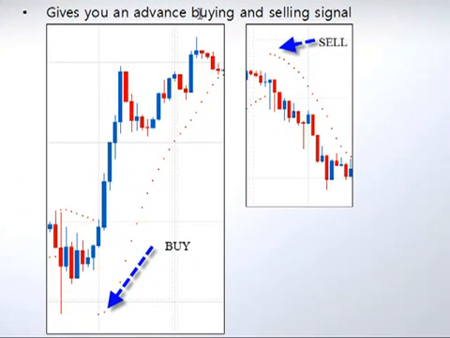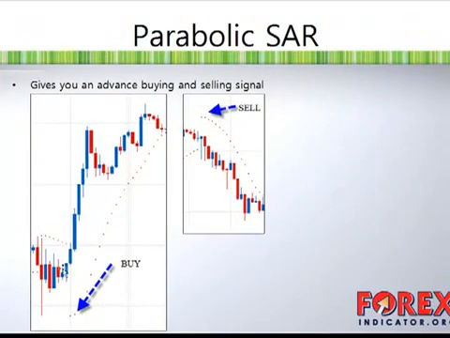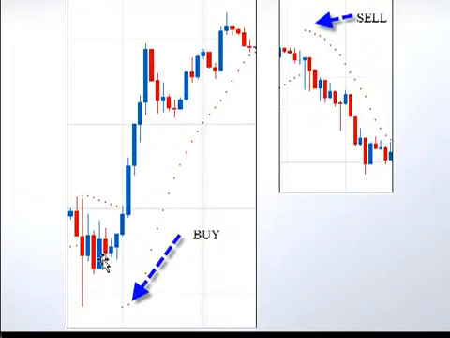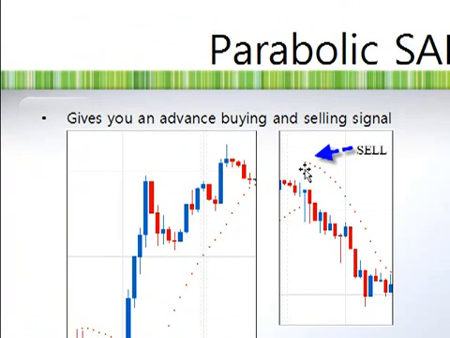Besides the RSI indicator, the parabolic SAR is also a good leading indicator, because it gives us an advance buying and selling signal. You can see here, what this PSAR does is that it just flips up and down. When the price is going to move up, the PSAR will flip down. When you see a PSAR below the candle, it's a sign that the price is going to move up. When you see the PSAR above the candle, it's a sign that it's going to move down.